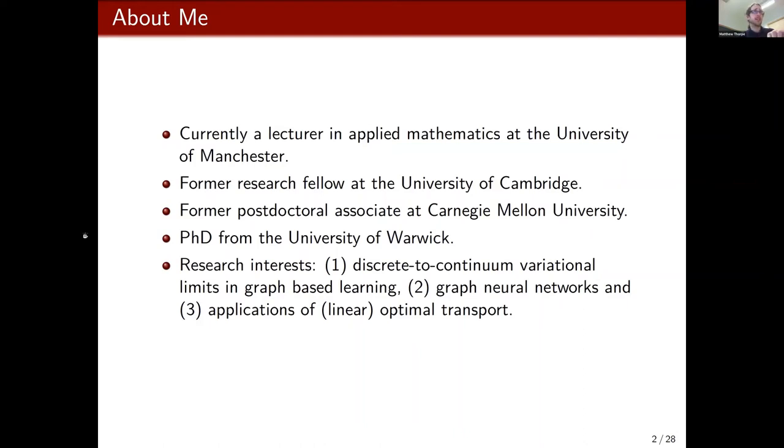So broadly speaking, I have three areas of interest. I'm interested in discrete to continuum variational limits in graph-based learning. I'm interested in graph neural networks, and particularly the connections with PDEs. And I'm interested in optimal transport type distances. And of course, I'm interested in all the applications that come along with all these areas.